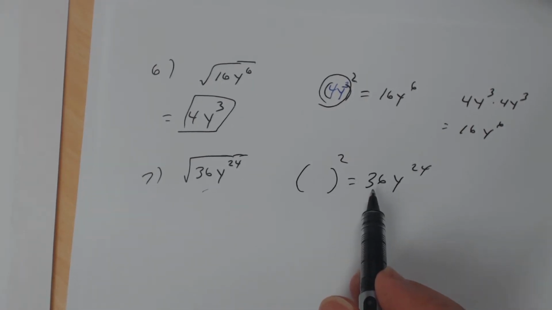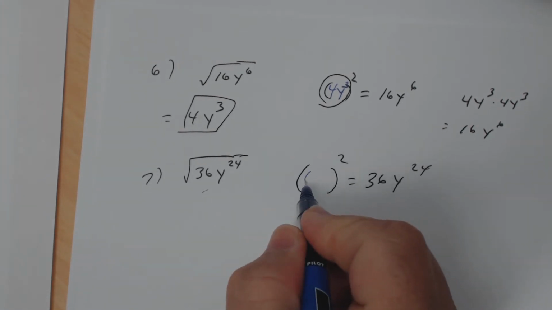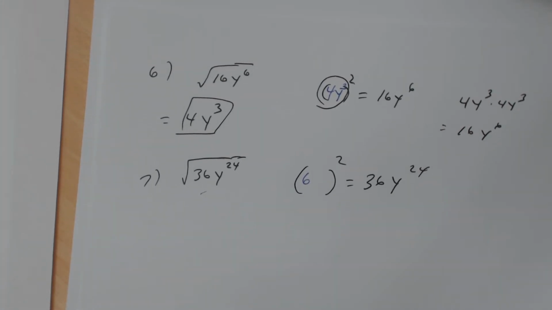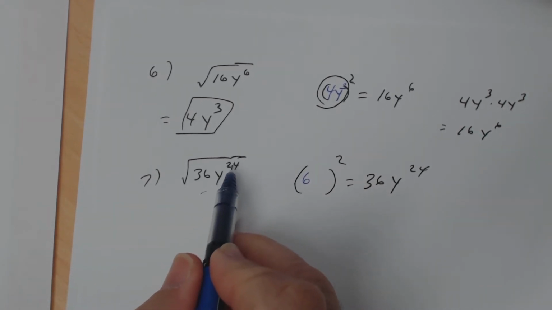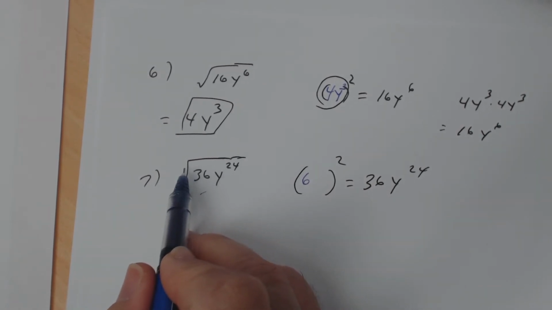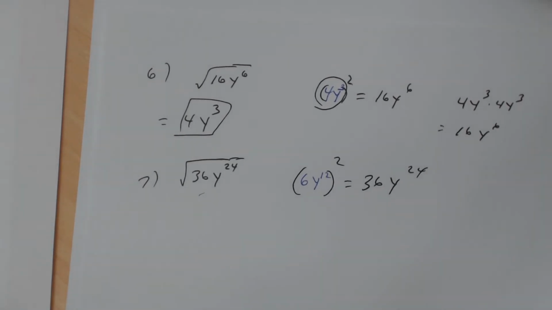Okay, the 36 part is going to be easy because 6 times 6 is 36. So I know that 6 has to go in here. Now let's think about y to the 24th. Think about what I'm doing. 24 divided by 2 is 12. So let's see if y to the 12th works.